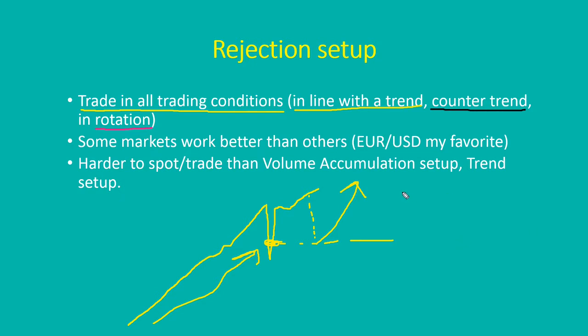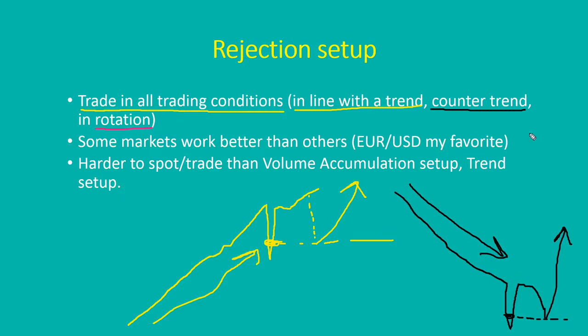Counter trend would mean that there was a downtrend, aggressive rejection of lower prices, then you would wait for the pullback to the significant volume cluster, and you would go long from there. So you would go counter the trend. Alright, so this is counter trend situation.